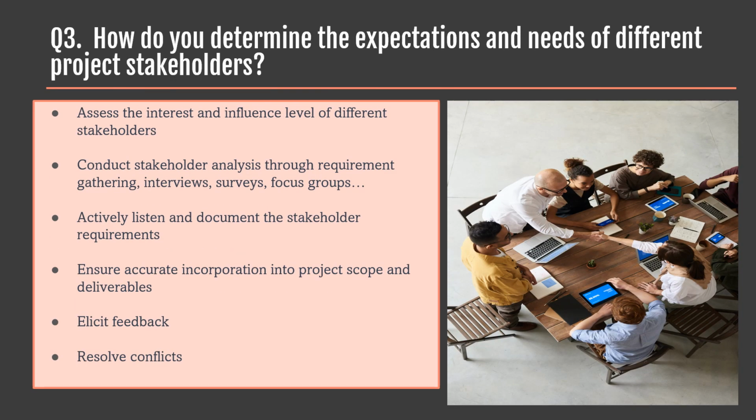Question number 3. How do you determine the expectations and needs of different project stakeholders? Determining the expectations and needs of different project stakeholders involves understanding the requirements and perspectives of individuals or groups who have a vested interest in the project's success. Mary, the project manager, identified different stakeholders. She conducted stakeholder analysis to understand their roles, interests, and potential impact on the project.